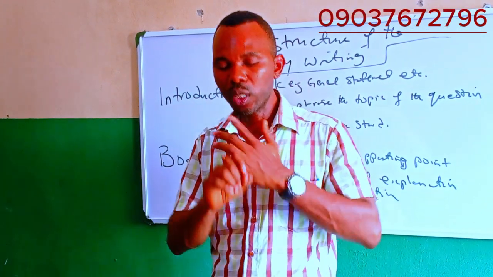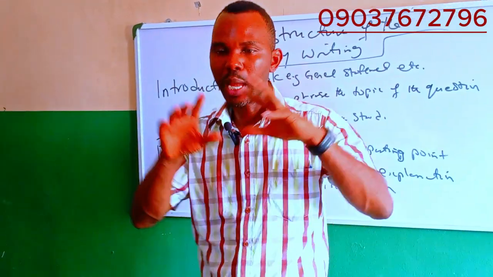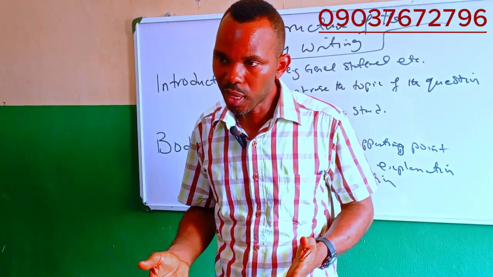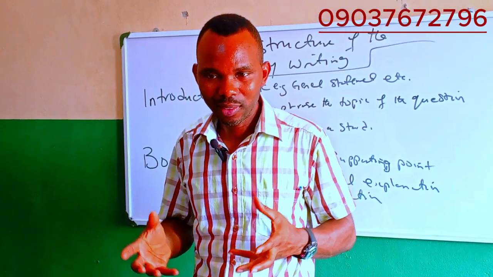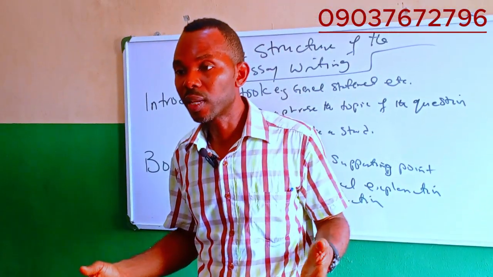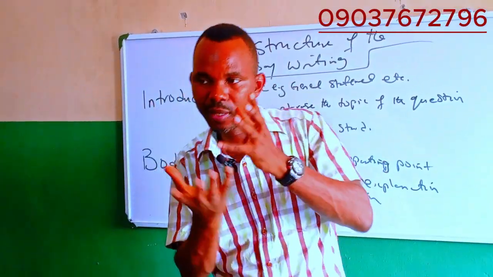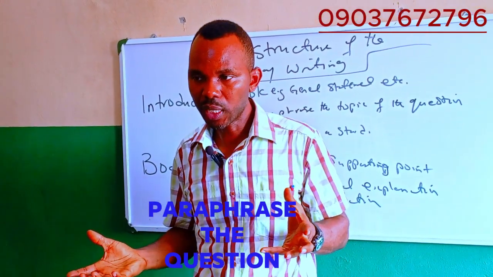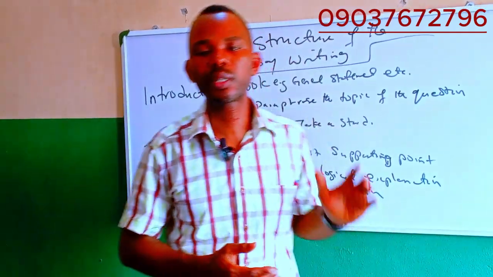So the first thing you do is to give a general statement about the question. Do you understand that? We should be catching. That is why I said it's a hook. And then the second thing you do, which can be second sentence, is to paraphrase the question. Do you get that? Now, the third thing you do is called thesis.